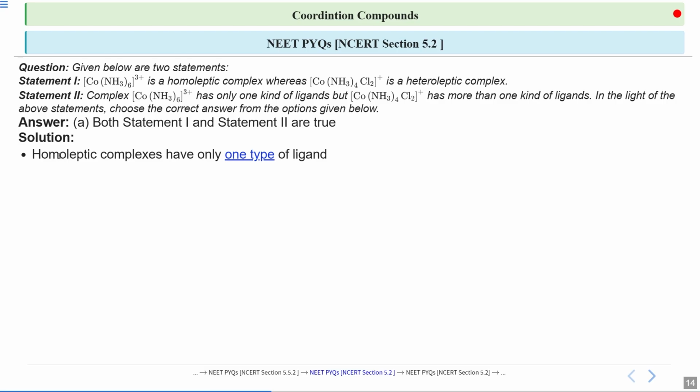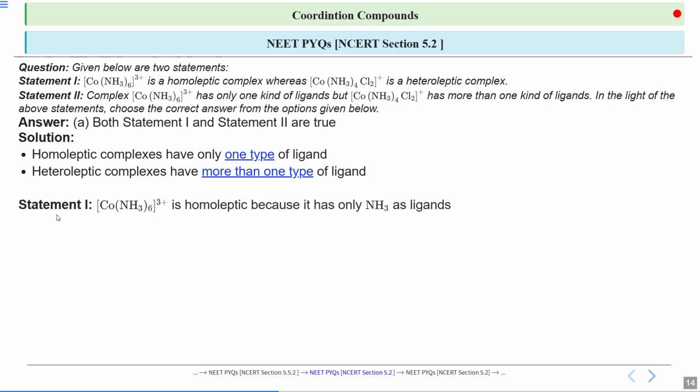Homo means same. Wherever you see homo, it is referring to same. So a homoleptic complex will have only one type of ligand present in it. Meanwhile, heteroleptic complexes have more than one type of ligand, or different types of ligands, present in them.